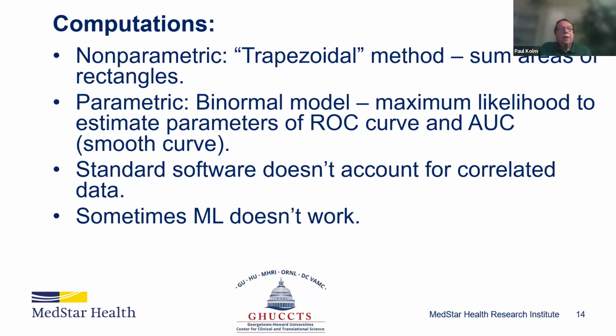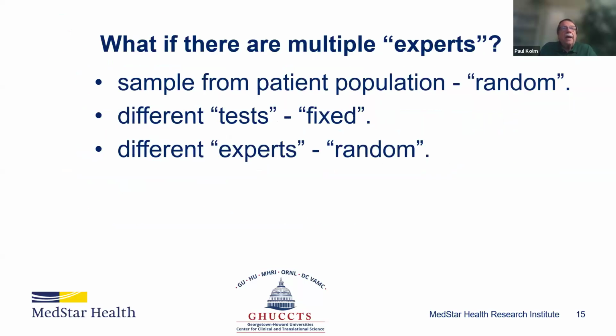One of the issues that we're going to look at here is that our software usually doesn't account for correlated data. And then obviously sometimes, as in other applications, maximum likelihood fails to converge or doesn't work. The other situation we have is not only do we have multiple patients, but we might have multiple experts. In other words, experts that are going to rate the patients for different tests or on the same test.